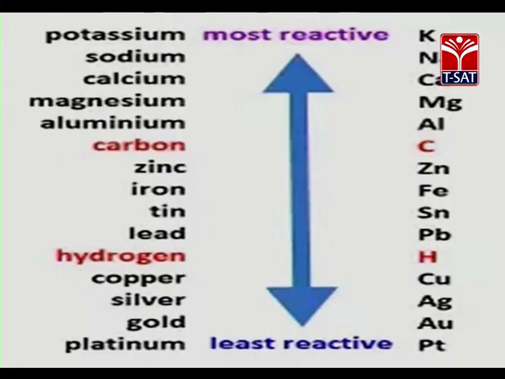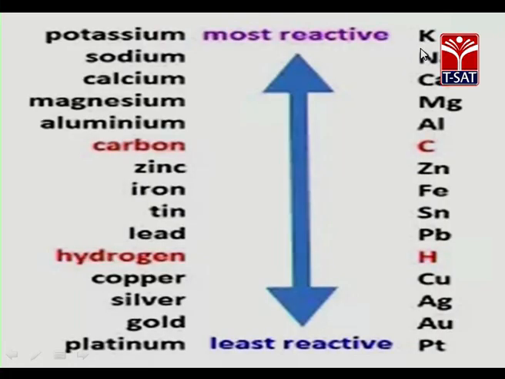See this table, children. Potassium is the highly reactive metal, and that is why we are keeping it in the top position of the table. Then sodium, calcium, magnesium, aluminium. This is the way the reactivity decreases, children. So, which is the most reactive metal? Potassium. Then next reactive metal is sodium, and that is why sodium is stored under kerosene, so that it is not exposed to oxygen or any other atmospheric gases. Children, next reactive metal is calcium, next reactive metal is magnesium, then aluminium.